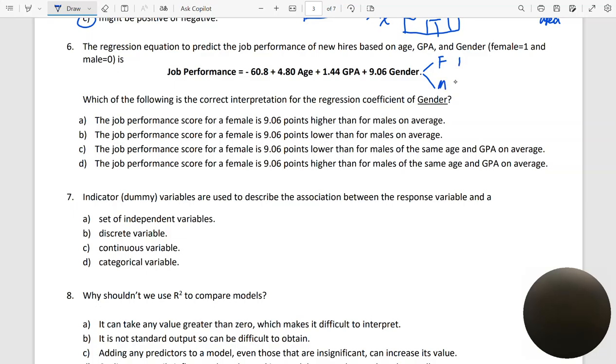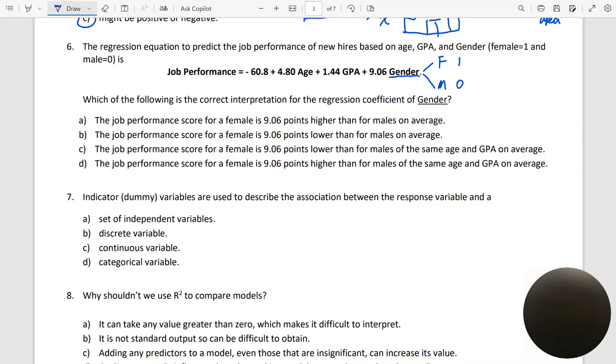Female equals to 1, male equals to 0. Right, so now which of the following is the correct interpretation for the regression coefficient of this gender variable? All right, so then let's try, right?